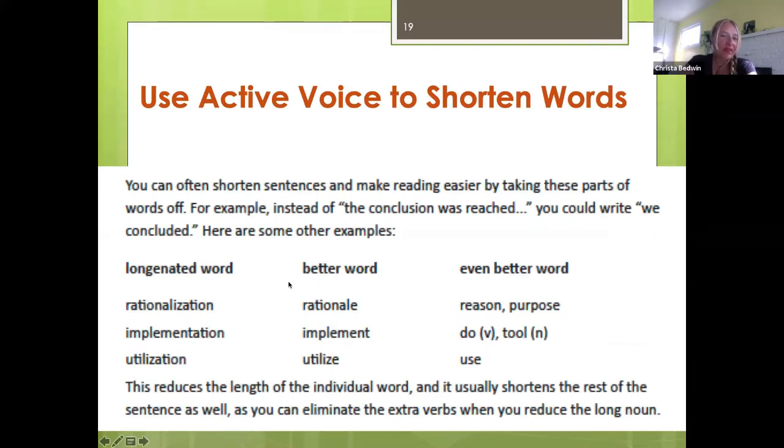So here's an example of how we can shorten these words. You can often shorten sentences by taking the extra parts off. For example, instead of "the conclusion was reached," you can write "we concluded." The other benefit of "we concluded" is that it makes it accountable. In a business context, you are inspiring confidence in your clients because you're owning that work instead of just claiming that somebody else did it.